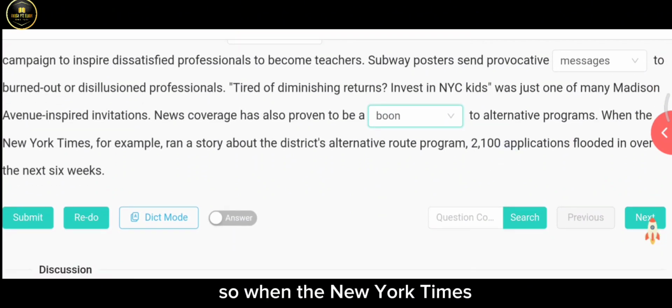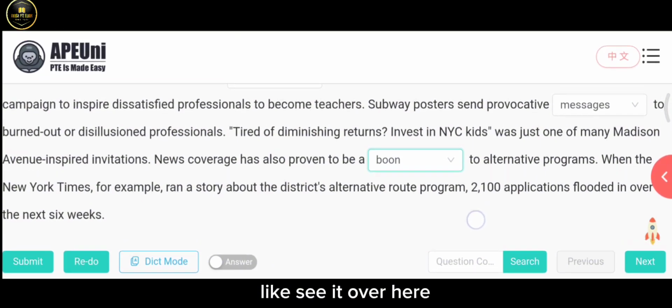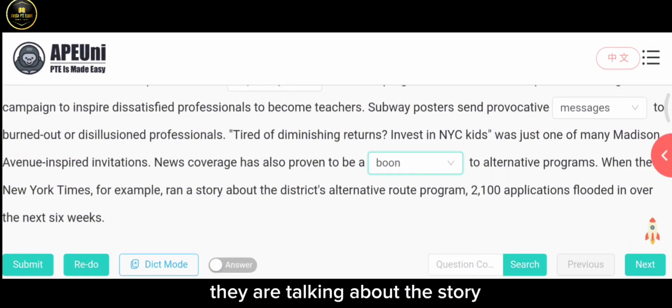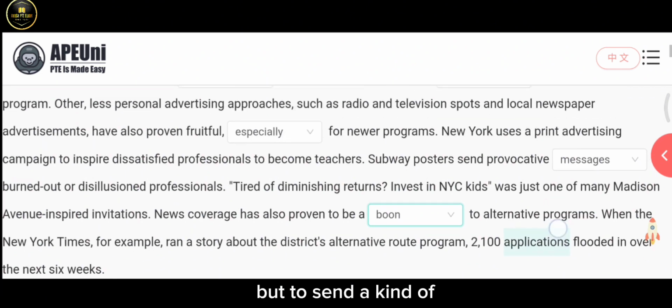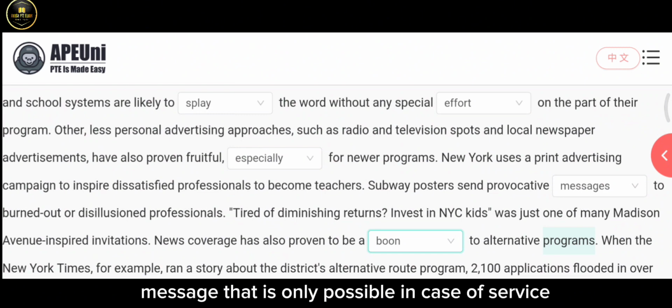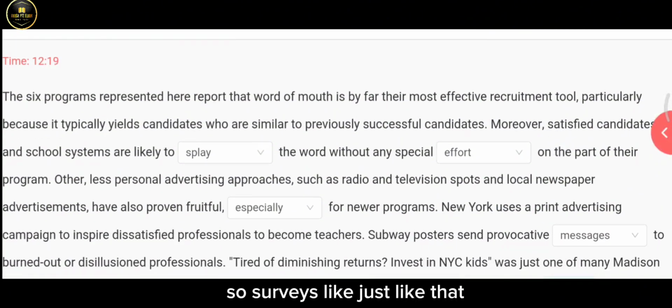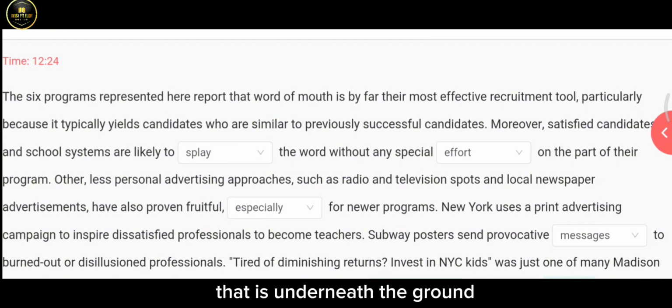So when the New York Times, for example, ran a story about the district's alternative route program, 2,000 applications flooded in over the next 6 weeks. So that's a good thing. See over here they are talking about the story, so I think that's a newspaper story. But to send a kind of message, that is only possible in case of subways. So subways, just like that, where you have to cross the road and there is a way that is underneath the ground, so that you can go to another side, right? But right now I'm not sure about the first answer.